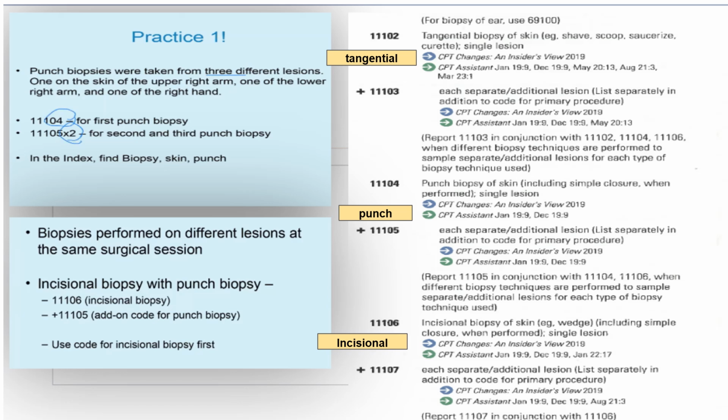Now here there is a parenthetical note also. What does it say? That you can report 11105 in conjunction with 11104 and also 11106. So it also gives you a hint that whenever you are writing the code 11106, you can write 11105 as an add-on code. So this will help you understand that for two different kinds of biopsy, we always write the primary code for the first and then the add-on code for the second biopsy.